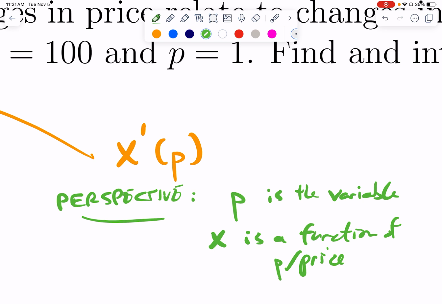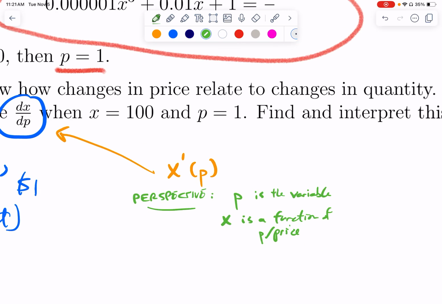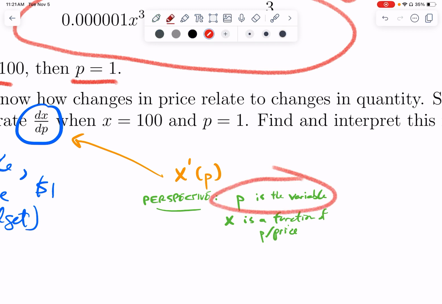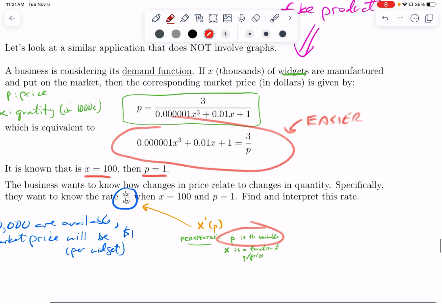We're used to the variable being called x. But here, x measures quantity. I guess in theory we could have called it q and there'd be less confusion. But x is pretty common for quantity. So we're trying to find dx/dp. p is the variable. So let's look at this equation we have.